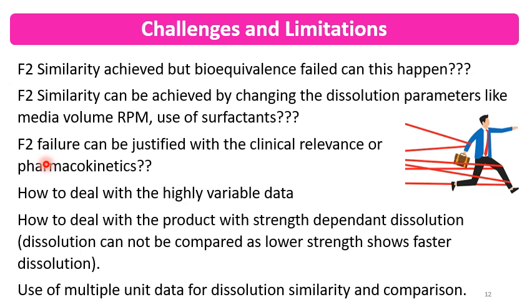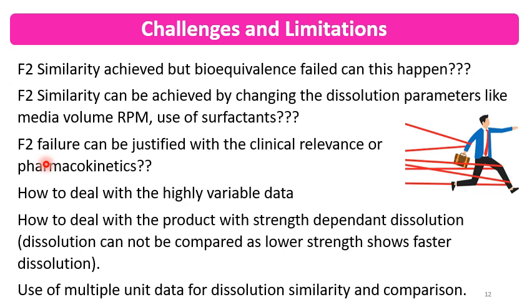And why does this happen? This happens because of the molecular behavior. We don't know how the molecule will behave in the in vivo condition. Sometimes a faster profile may get passed in the bioequivalence study, or sometimes the slower profile may get passed in the bioequivalence study. F2 similarity can be achieved by changing the dissolution parameters like media volume, RPM, and use of surfactants.